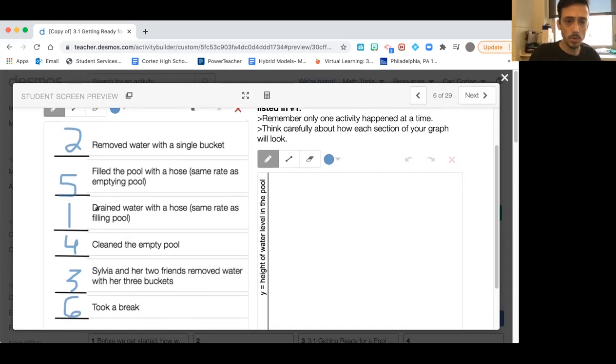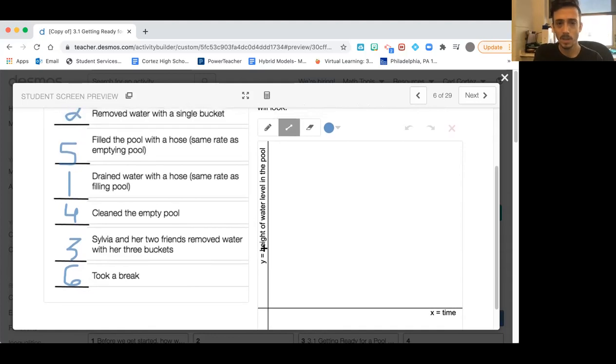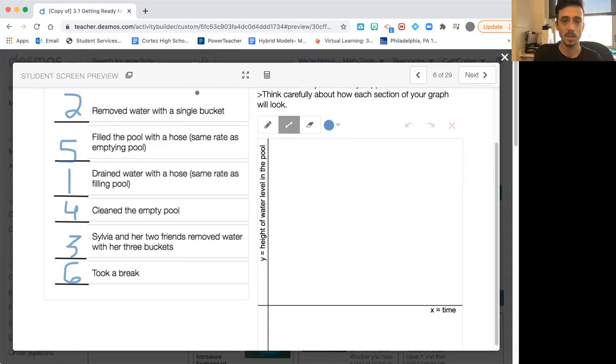All right, so drain the water with a hose, same rate as filling the pool. So where do you think this is going to start? We're measuring time in X, the height of the water level in the pool with Y. How much water is going to be in the pool? Is it going to be filled? Is it going to be half filled? What do you think? There's definitely going to be some water in it, you know? So we got to give respect to that.